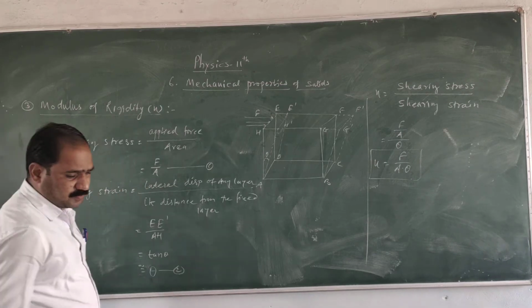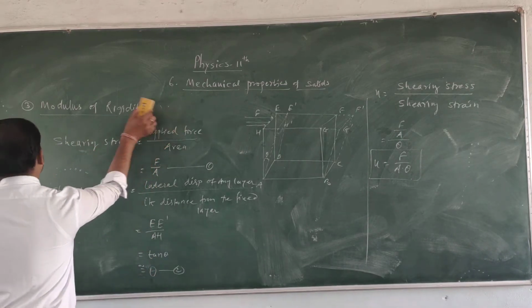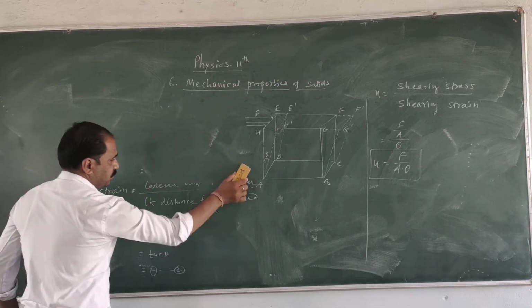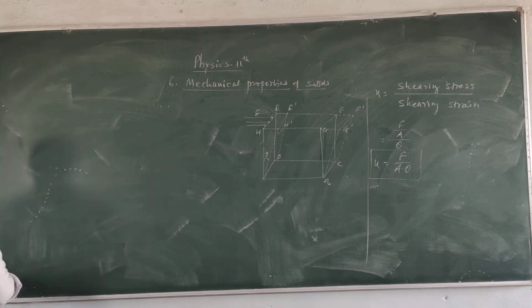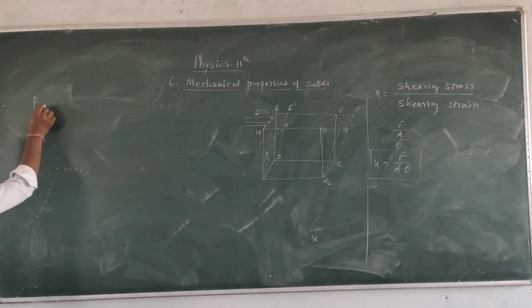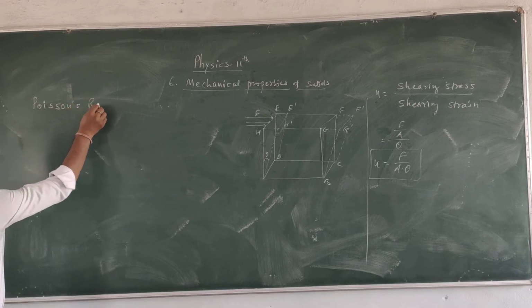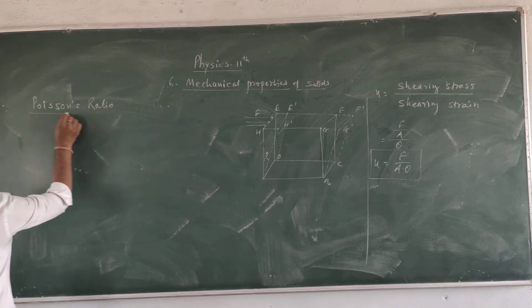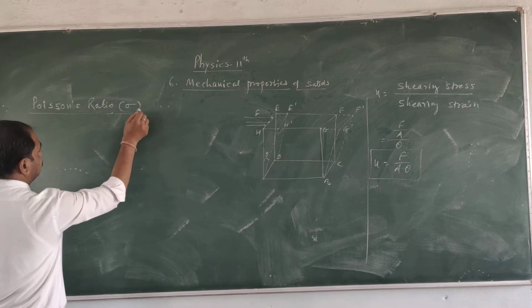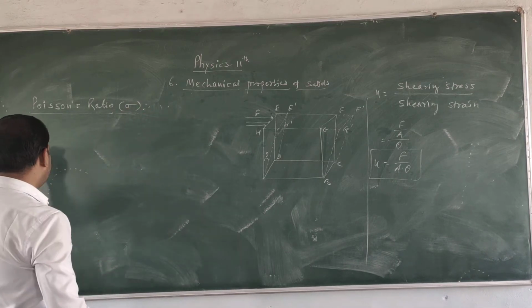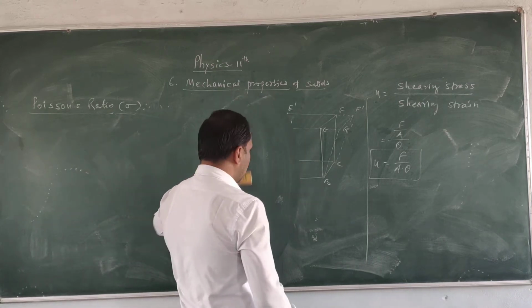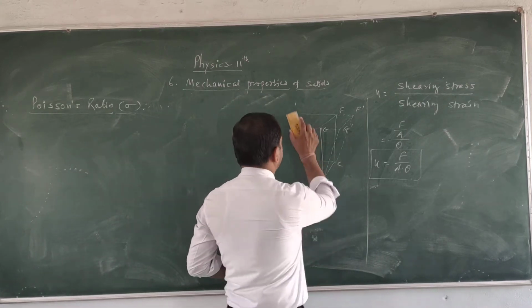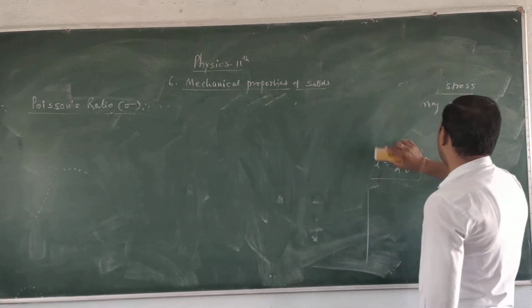So next one is Poisson's ratio, denoted by the letter sigma. And we already know about the changing of length, changing of volume, and changing of shape of the body when a force is applied on it.